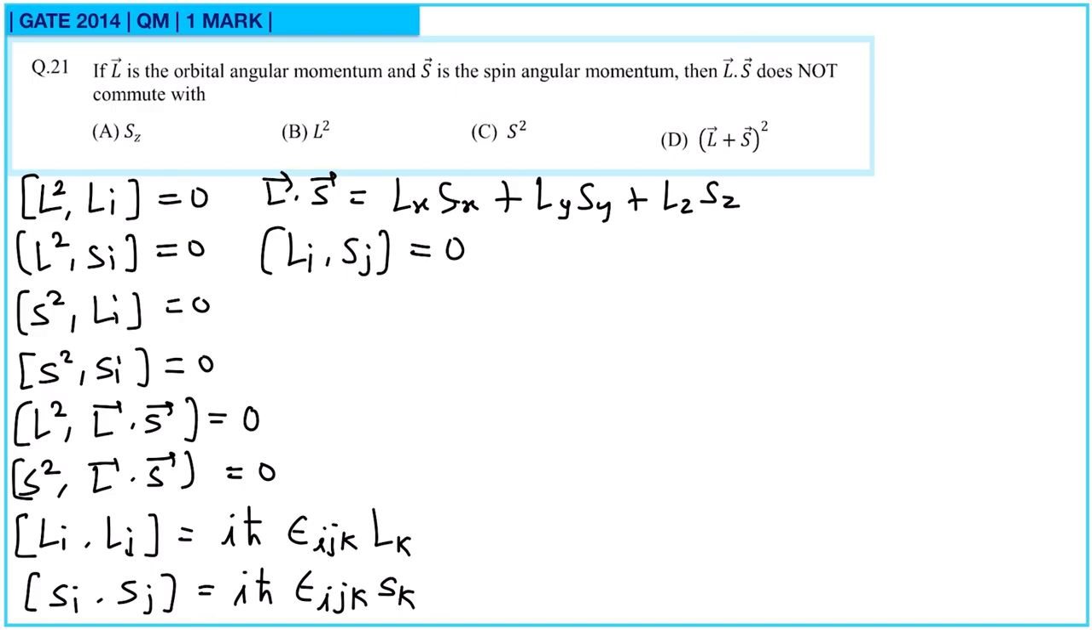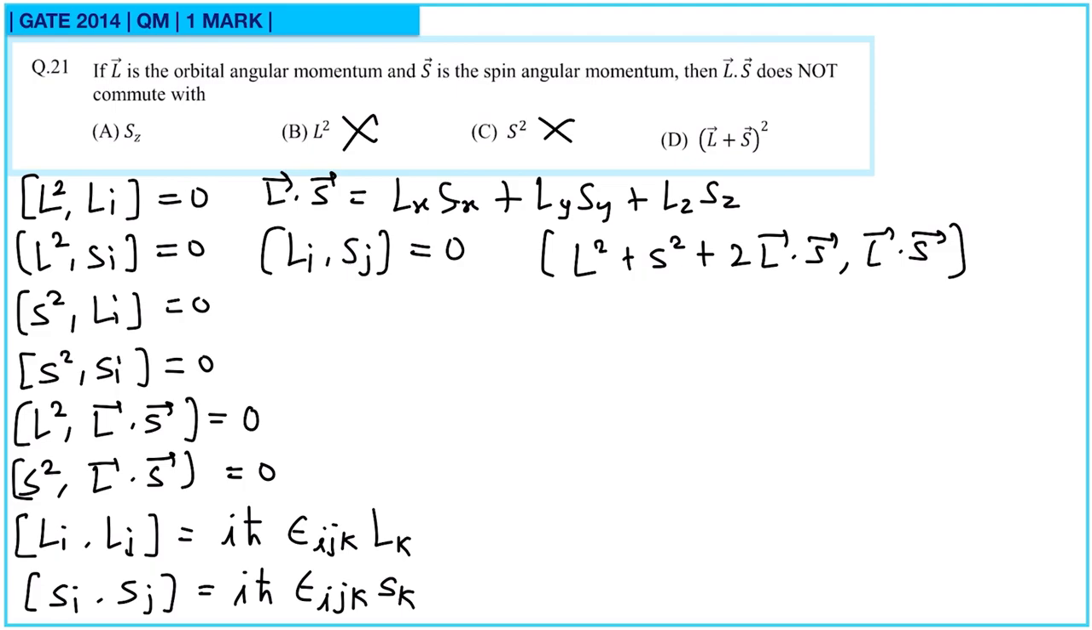Now out of these options, for option B and C, we know that it commutes. So B and C are not correct options. Now we have to check for A and D. For D, it is L bar plus S bar square. So that is L square plus S square plus 2 L dot S, and here we have L bar dot S bar. Now this will be L square with L dot S plus S square with L dot S plus 2 into L dot S with L dot S, and that is also going to be 0. So here option D is wrong. So option A will be correct, which we will check now.